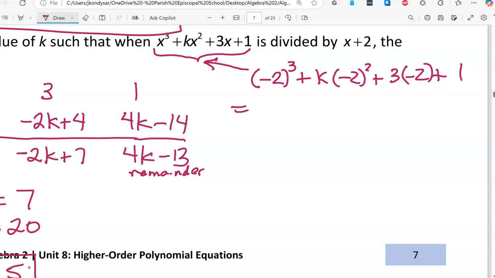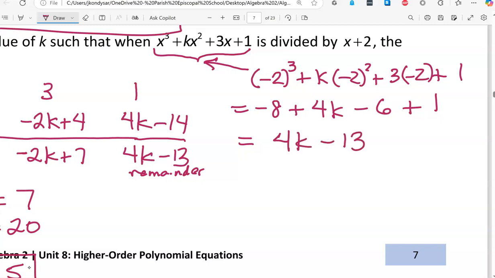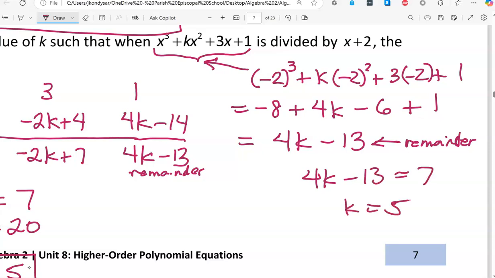Let's simplify this. Negative 2 cubed is negative 8, and negative 2 squared is 4, so the second term is 4 times k, and 3 times negative 2 is negative 6, and now we bring down that plus 1. This simplifies to 4k minus 13. That's our remainder using the remainder theorem, and we can again set this remainder equal to 7, and when we solve we're going to get the same result that we got the last time. So there are really two different ways that this problem can be worked. Pick which way makes the most sense to you or it seems easiest.